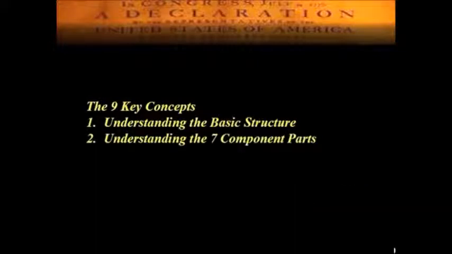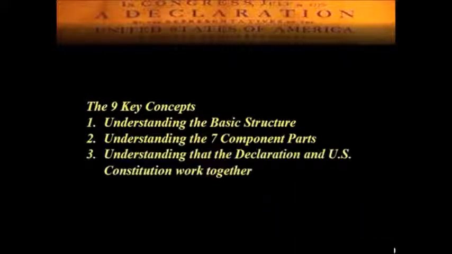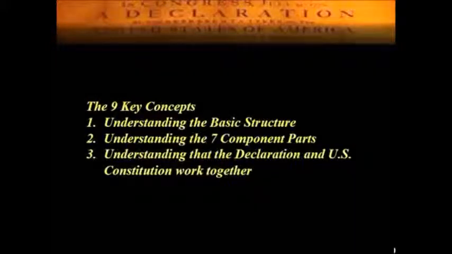The 9 key concepts can be broken down into 3 more broad categories. The first is understanding the basic structure of the Declaration. Second of all, understanding the 7 component parts within that basic structure. And then thirdly, understanding that the Declaration and U.S. Constitution are designed to work together.